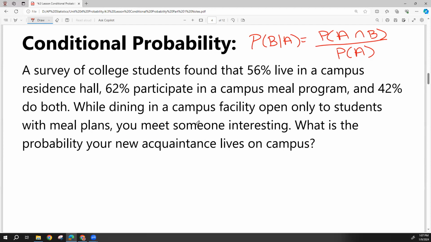So we're going to use R for somebody who lives in a residence hall, and we'll use M for someone who has a meal program. And so we want to know the probability that our person lives in a residence hall given that they're sitting in a dining hall that requires a meal program. If we use our formula, we'll replace A with M and B with R.